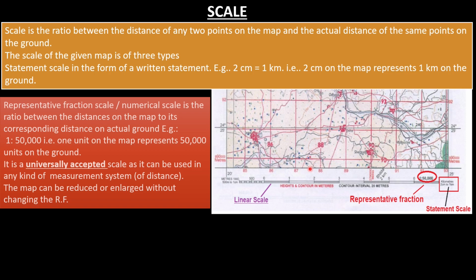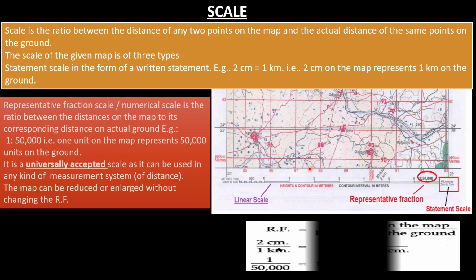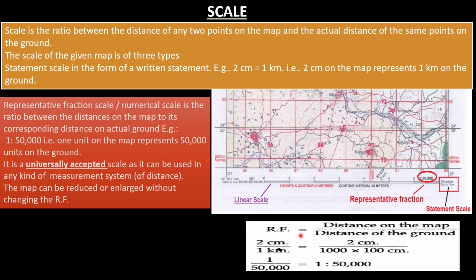It is actually a universally accepted scale as it can be used in any kind of measurement system of distance. The map can be reduced or enlarged without changing the RF. Now, RF doesn't have any units written on it. RF is the distance on the map and the distance on the ground. It is showing the ratio.